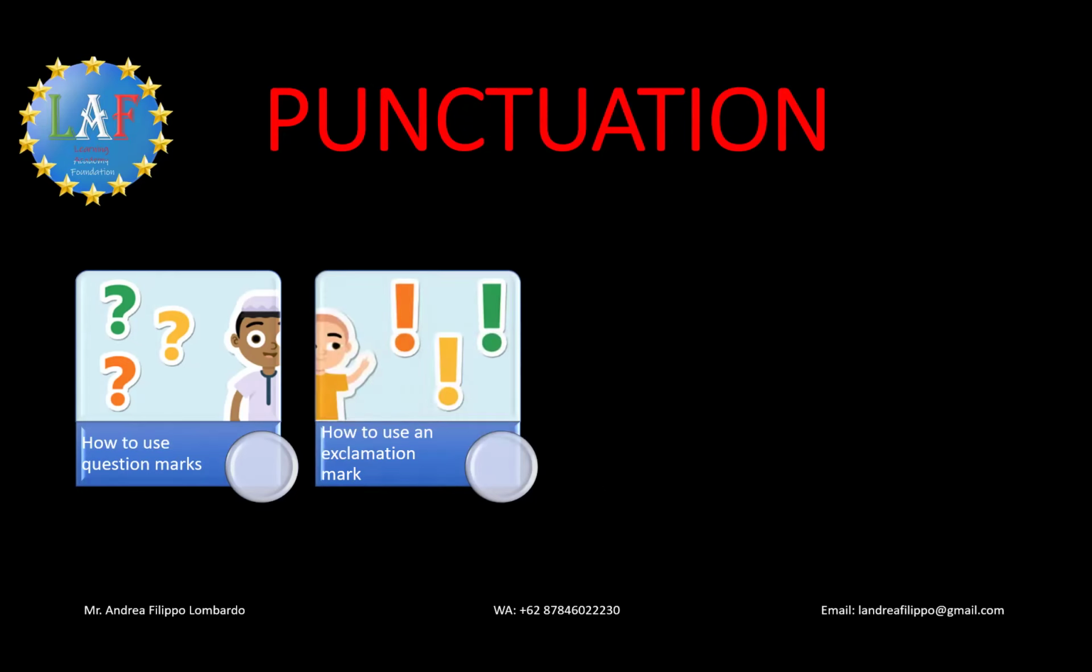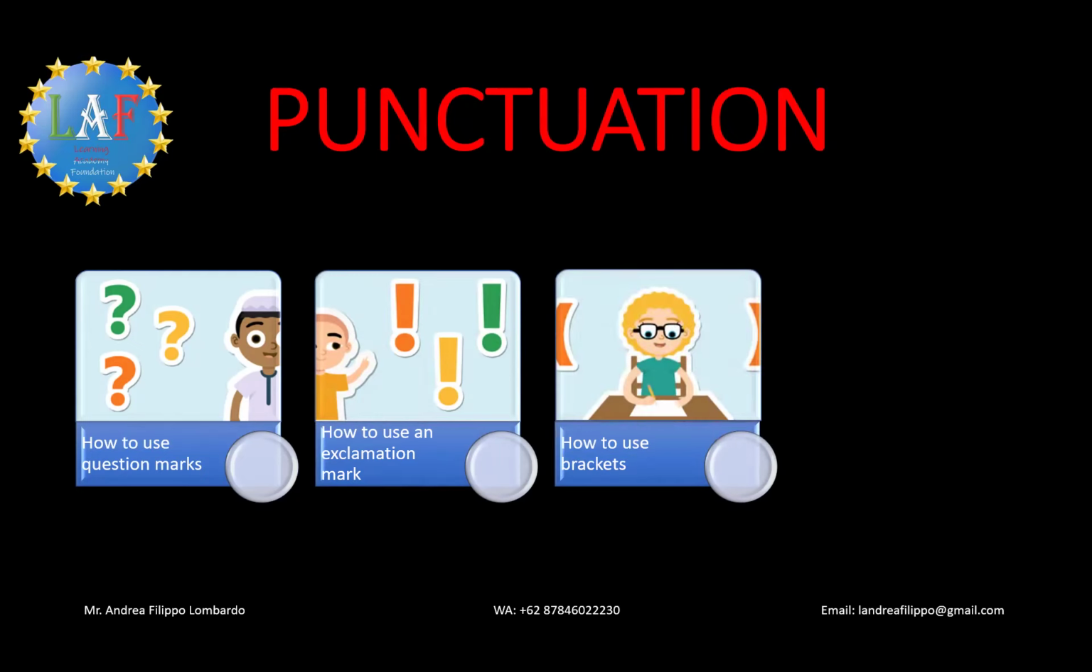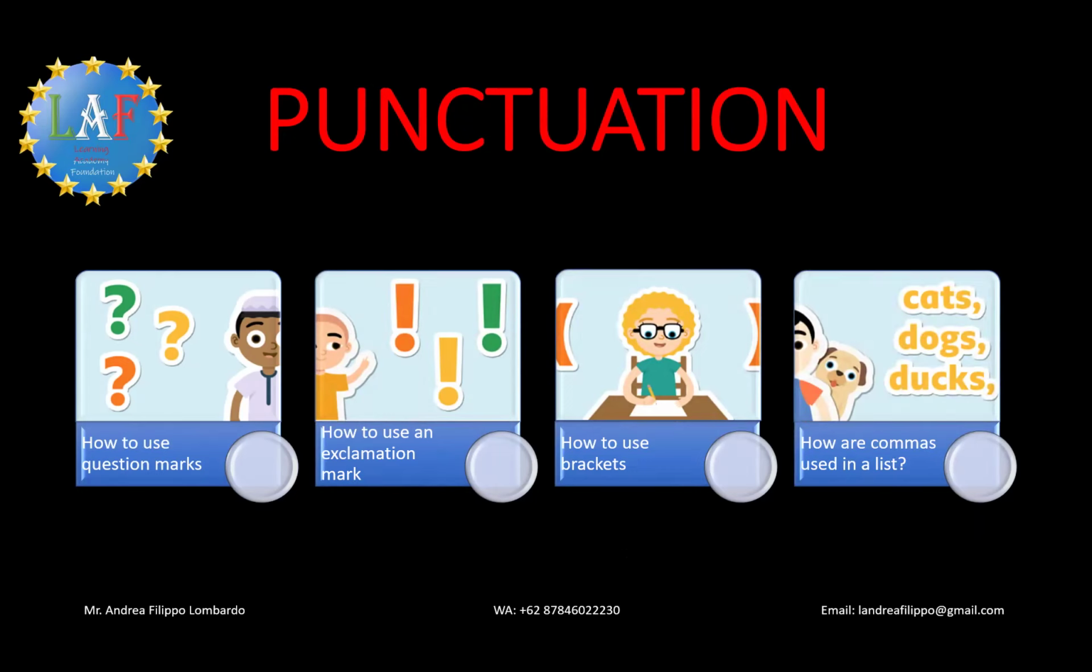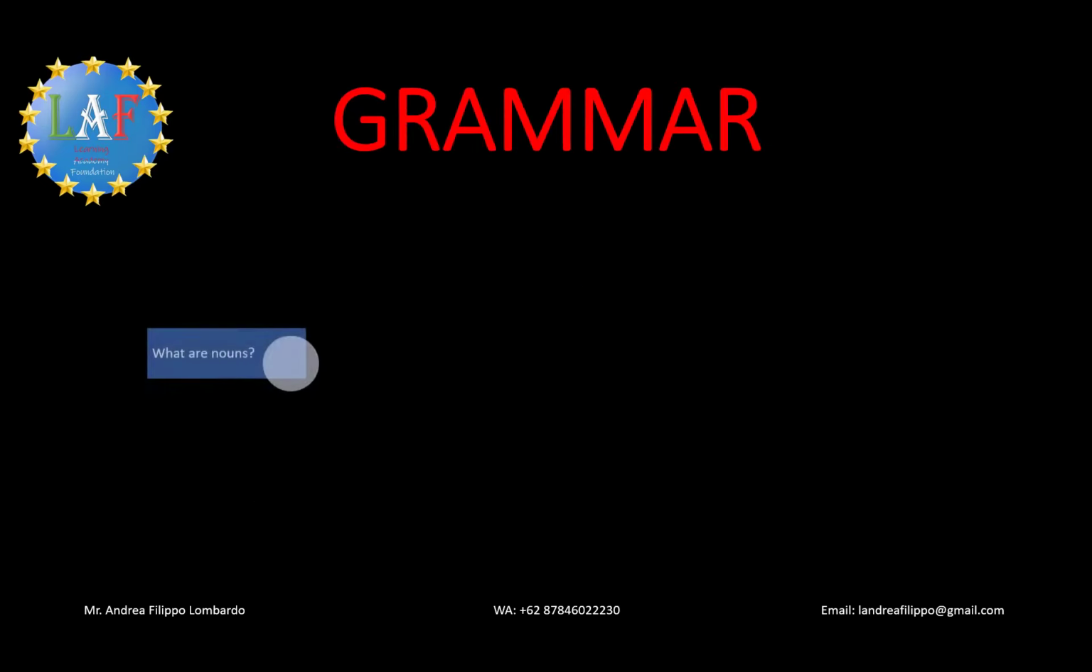And how an exclamation mark can be used to show when something is surprising or forceful. They will see that brackets are a form of parentheses, but when should they be used in a sentence? And finally, they will find out where to place a comma to make the perfect list. The next section after punctuation will be about grammar.